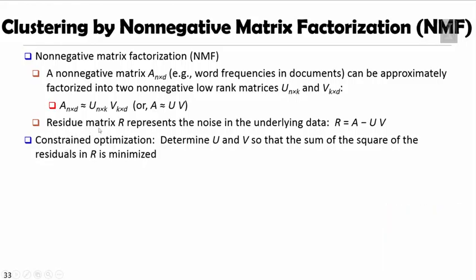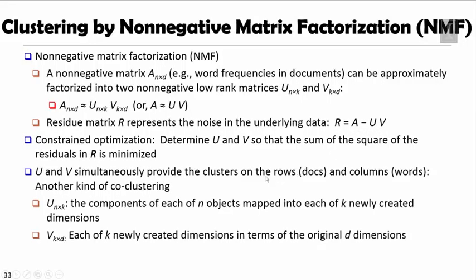So this transformation essentially can be considered constrained optimization. That means we can determine U and V as an optimization problem so that the sum of the squares of the residues in R is minimized. That means you try to find this R as small as possible, so that U times V is as close as possible to A. Actually, from the semantic meaning, U and V simultaneously provide the clusters on the rows and the columns.